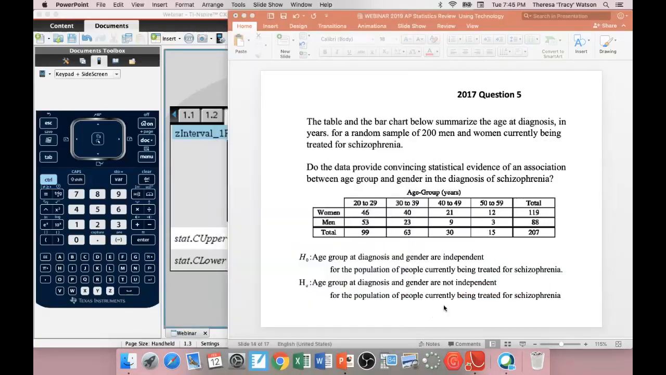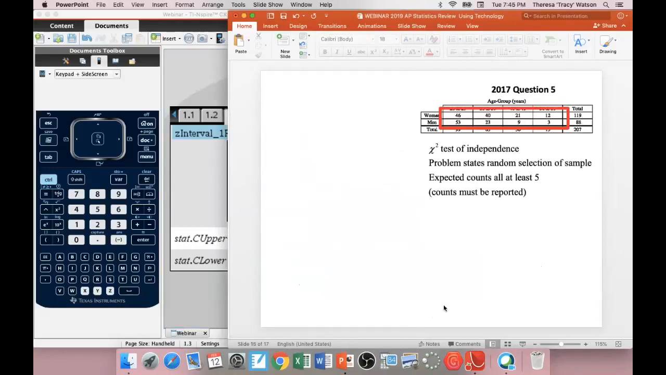Okay, so I'm going to go to the next problem, question 5 on 2017. Again, I'm not going to get into the problem. I'm just going to jump into the bulk of it. It's a statistical test again. This one is a chi-square test of independence. So this one is very different. You've got to check all of your conditions: randomness and expected counts. This one, you need to have all your expected counts at least 5.